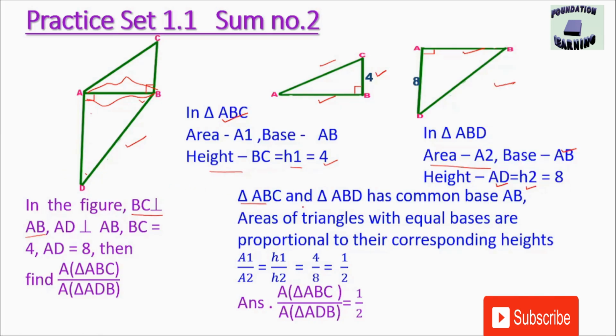Triangle ABC and triangle ABD have common base AB. So areas of triangles with equal bases are proportional to their corresponding heights. That is why we are using this formula. The formula is A1 upon A2 is equal to H1 upon H2, where H1 is 4 and H2 is 8. Therefore when you cancel, you get 1 upon 2. The final answer: area of triangle ABC upon area of triangle ADB is equal to 1 upon 2.